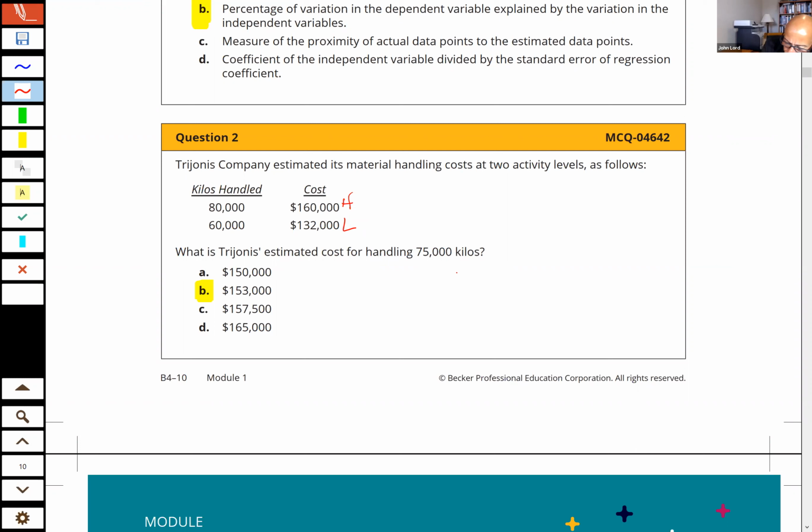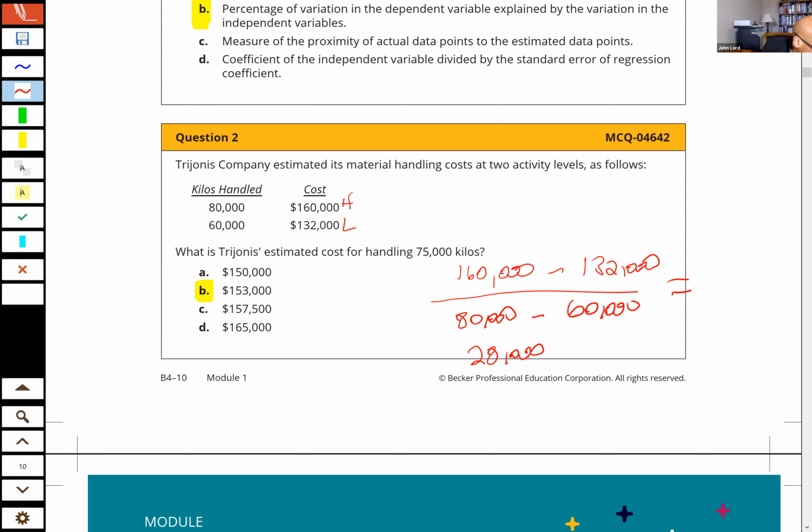So now I can sit here and say, okay, if I want to get my variable cost, I can take the 160,000 minus the 132,000, and I can divide that by the 80,000 minus the 60,000, right? And when I do, just to make sure we're doing our math correctly, we get 28,000 divided by 20,000.